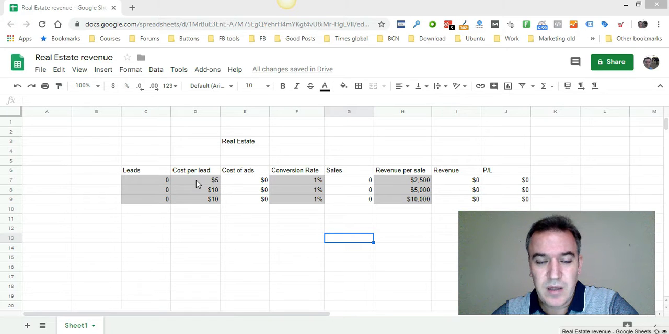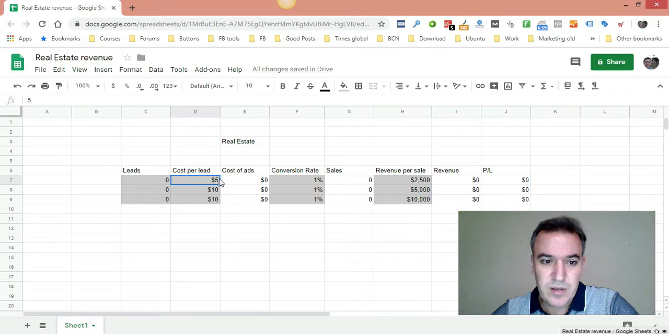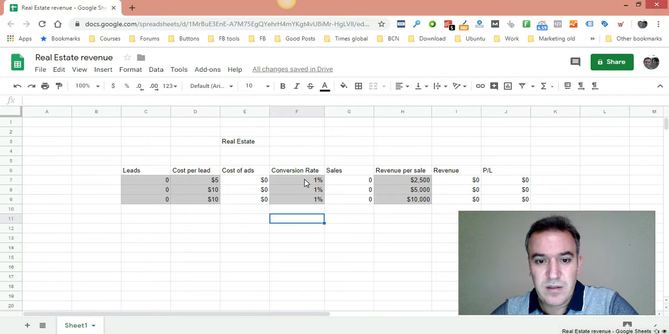I'm going with the upper end, not the lower one. Most probably you will get cheaper leads, but I'm going to show you the worst case scenario to see how much is the potential, to be not too optimistic but a bit more pessimistic, just to be safe. The conversion rate here is 1%, which normally could be 2 or 3%, but I'm going to be on the lower side. I put it at 1%.